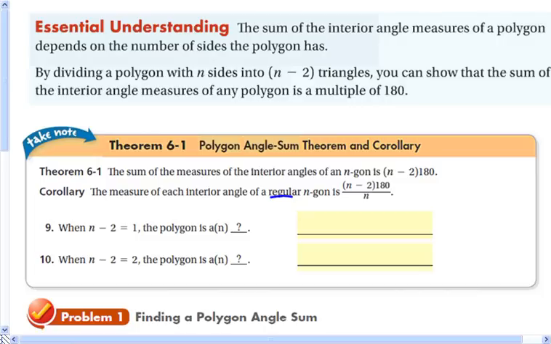So when n minus 2 equals 1, that means n is 3, the polygon is a triangle. And when n minus 2 equals 2, the polygon is a quadrilateral.